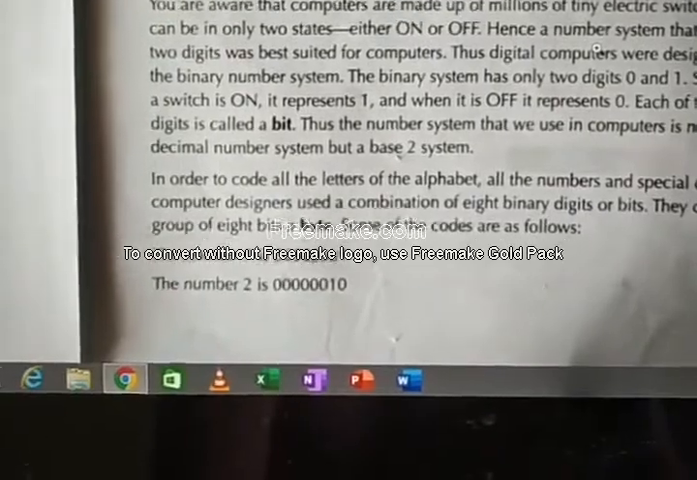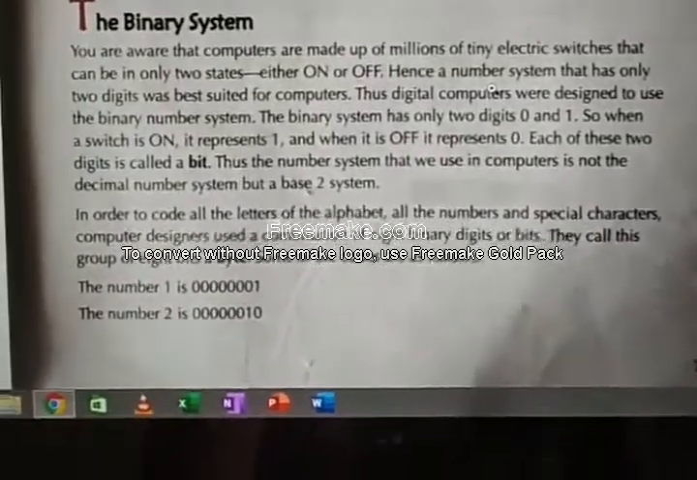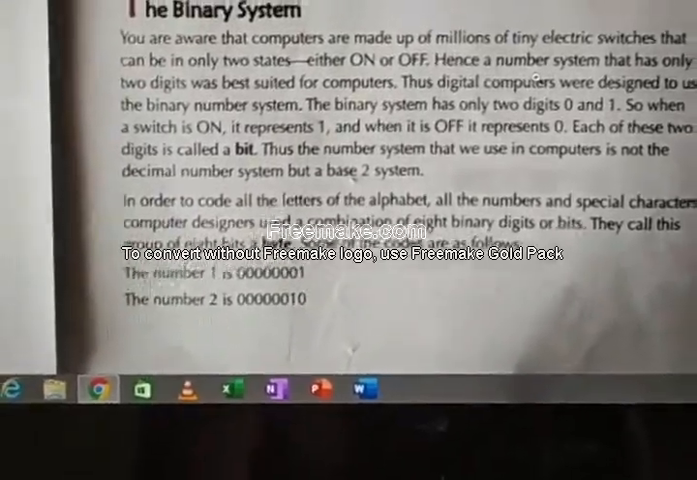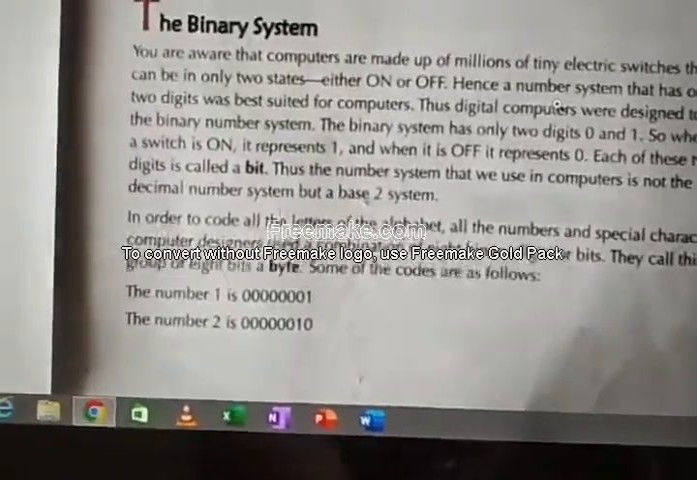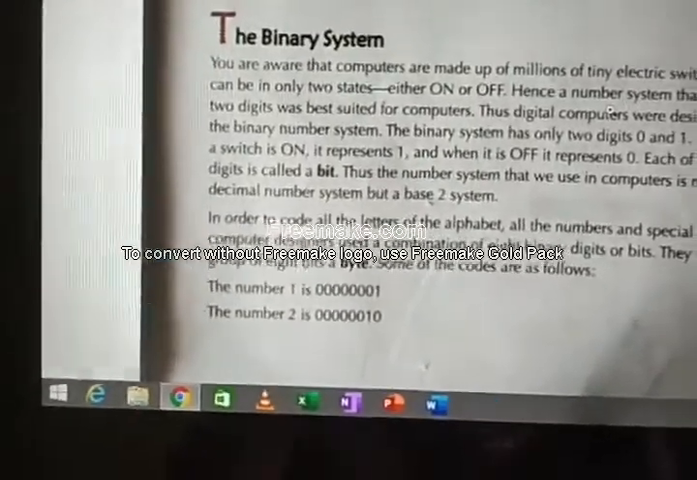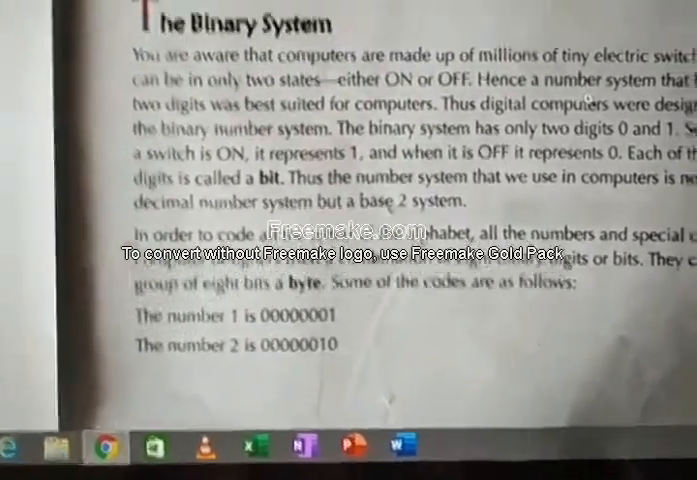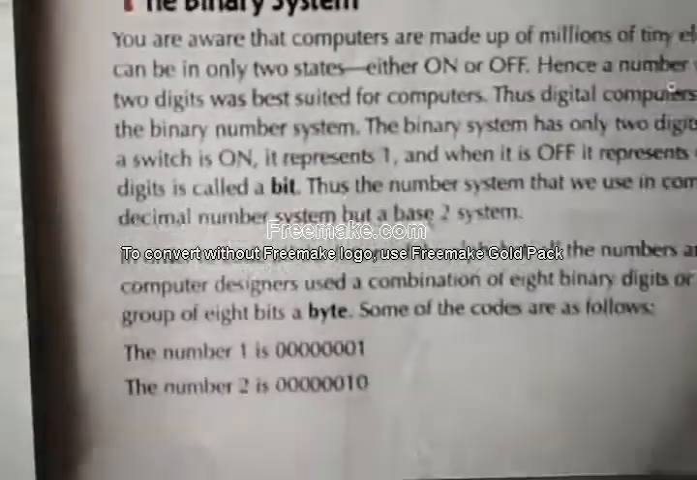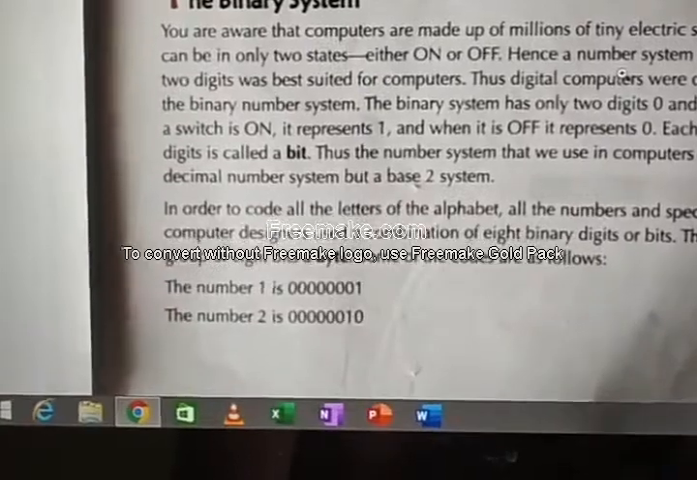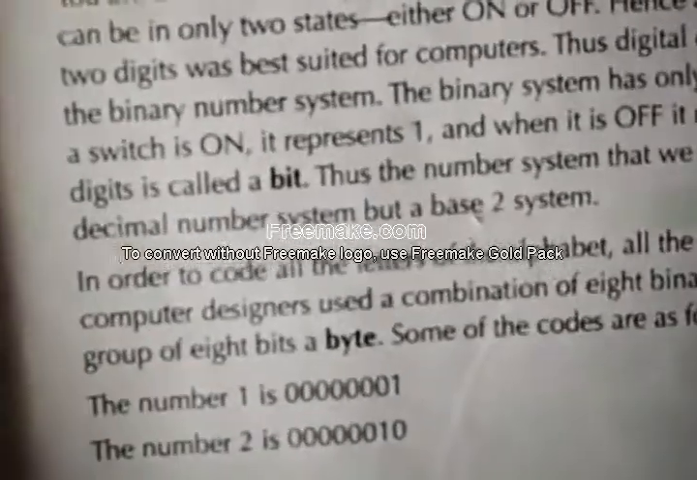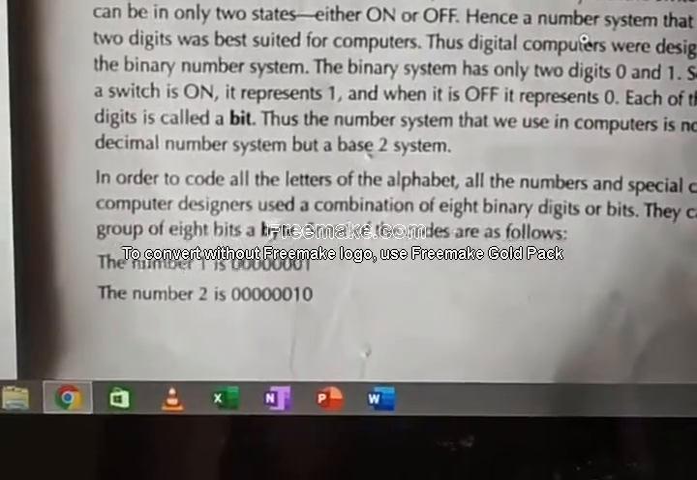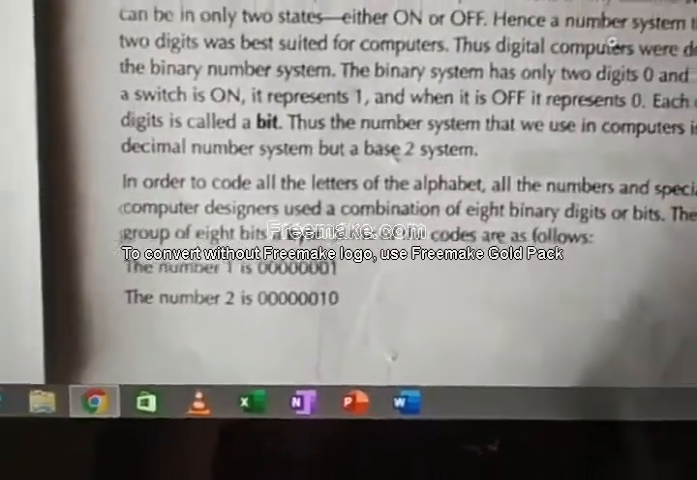1 GB memory I have, 10 GB memory I have, 512 GB memory I have. How do you find it? It depends on the millions of switches in the memory chip. If your millions of switches or millions of bits are large, your bytes will be large, so your storing capacity will be large. If it is less, your bits will be less and your bytes will be less, so your storing capacity will be less. Okay, this is a simple concept.